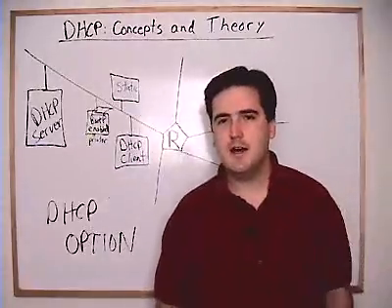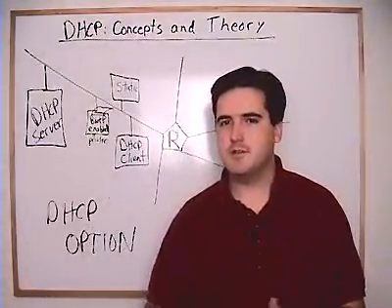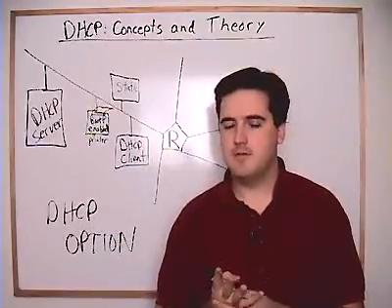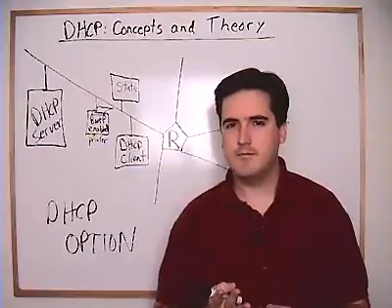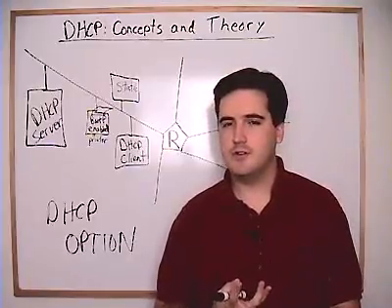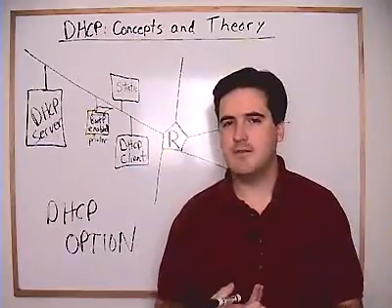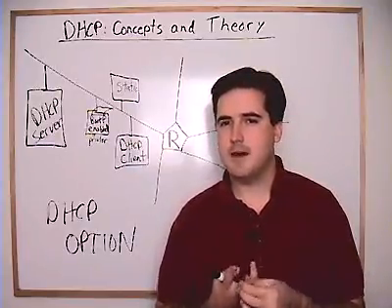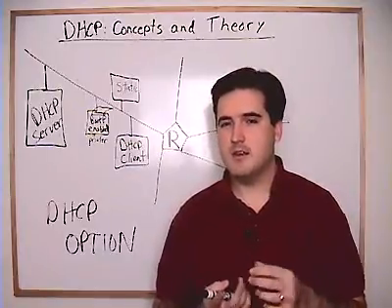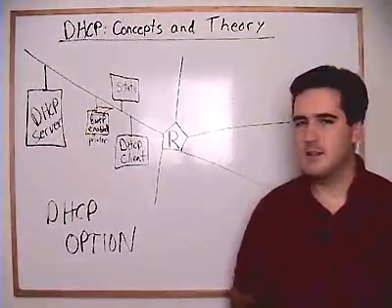A DHCP option is that additional parameter that goes with just the IP address. So we're going to set 4 DHCP options. One for the default gateway, one for the DNS server, one for the WINS server, and then whenever you set a WINS server address, you also have to specify what type of NetBIOS resolution client that WINS client will be. And so that's called the WINS node type. So those are the 4 options that we'll set up.